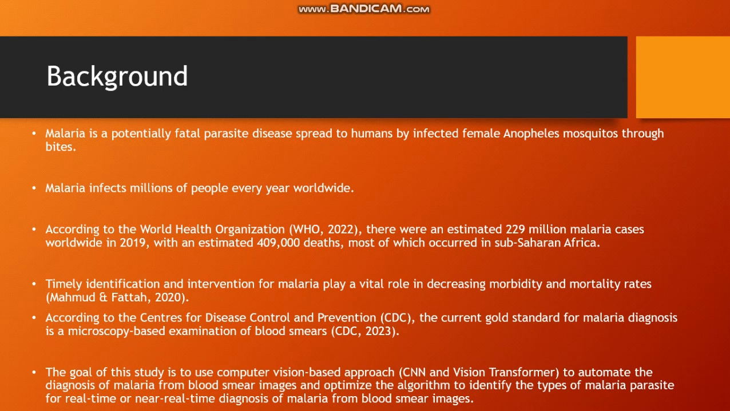utilize a computer vision-based approach to automate the diagnosis of malaria from blood smear images and optimize the algorithm to identify the types of malaria parasites for real-time and near real-time diagnosis of malaria from blood smear images.